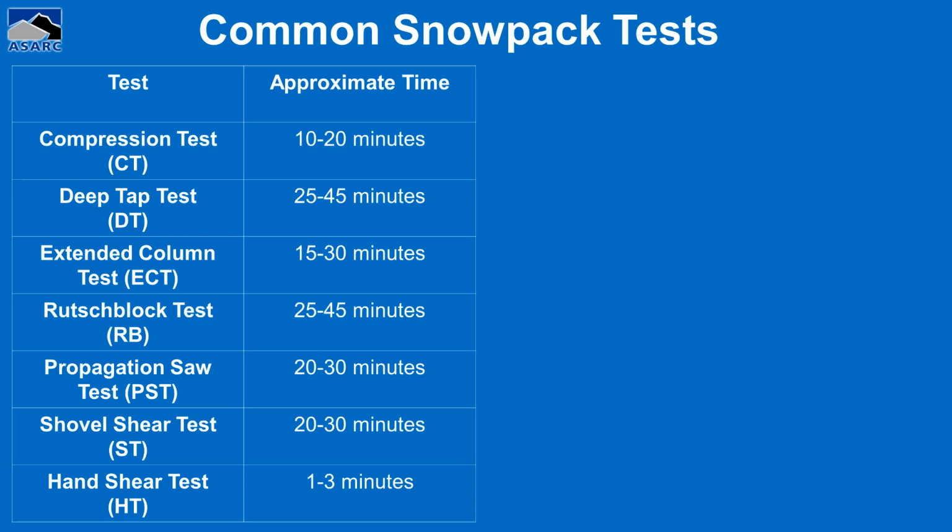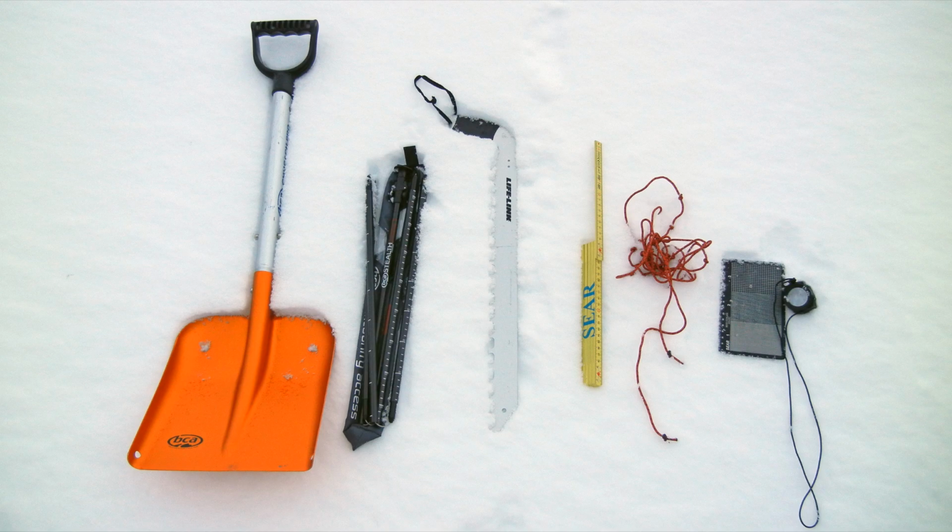I've listed approximate completion times for each test here. In general, they will take longer when first performing them, but they will become much quicker as you do more of them as the season goes on. First, here is a quick list of equipment that will be useful for performing and evaluating the tests. A shovel, probe, snow saw, ruler, Rutschblock cord, crystal screen, and a loop. You can get by with just a shovel and a probe for most of these tests, but the rest of this gear is light, inexpensive, and really helps to improve quality and speed the test up.